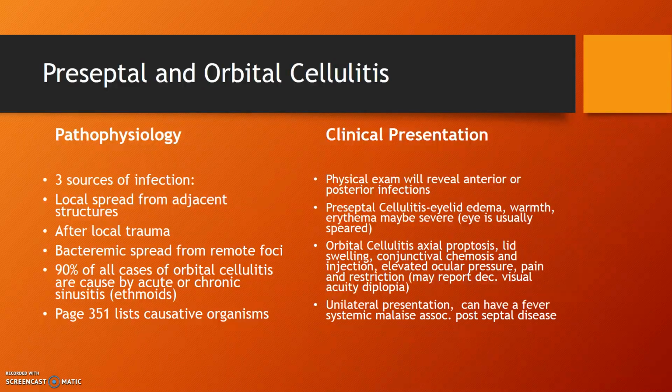In contrast, orbital cellulitis presents with axial proptosis, lid swelling, conjunctival chemosis and injection, elevated ocular pressure, pain and restriction in movement, and the patient may report decreased visual acuity and diplopia. Almost always a unilateral presentation, just one eye or one side of the face. The patient can have a fever with either, but usually you're going to see systemic malaise associated with the postseptal disease.